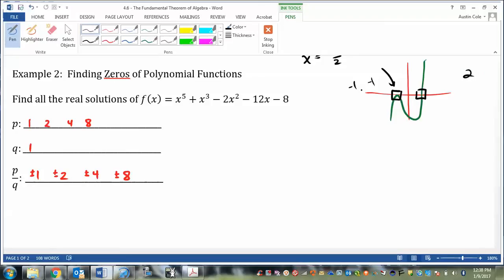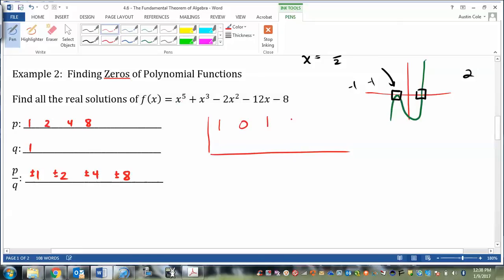But like we said earlier, my degree is 5, so I need to get all 5 of them. Okay, and that's why we can't just look at the graph, because not all of the zeros are present. Okay, so here we go. We're going to synthetically divide. 1, am I missing any terms here? I am, aren't I? I'm missing the x to the 4th. So I'm going to put a 1 for the x to the 5th, 0, 1, -2, -12, -8.